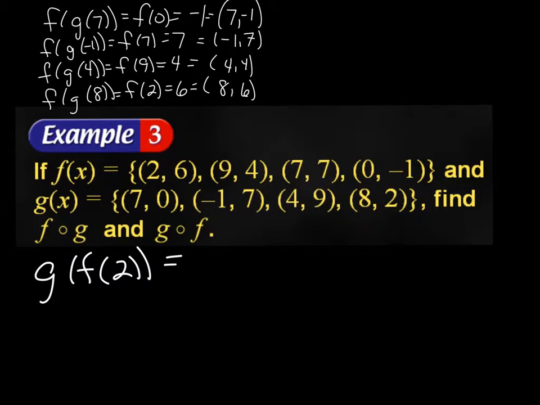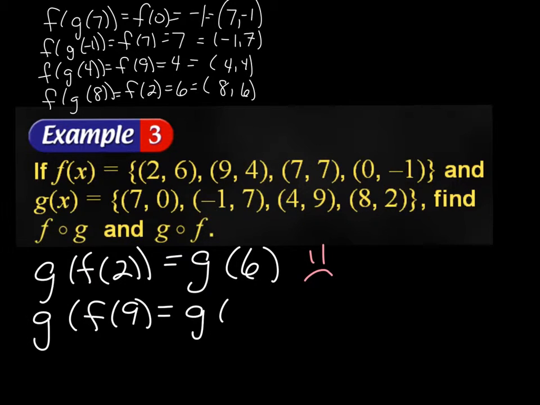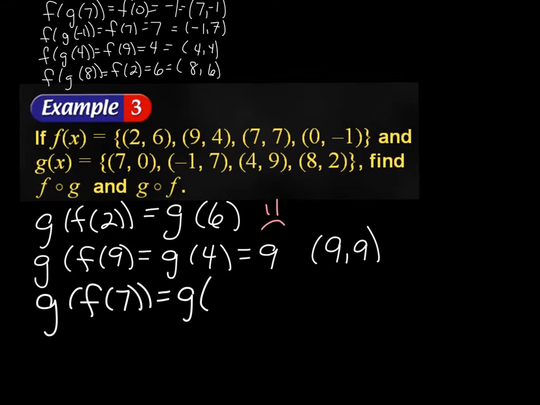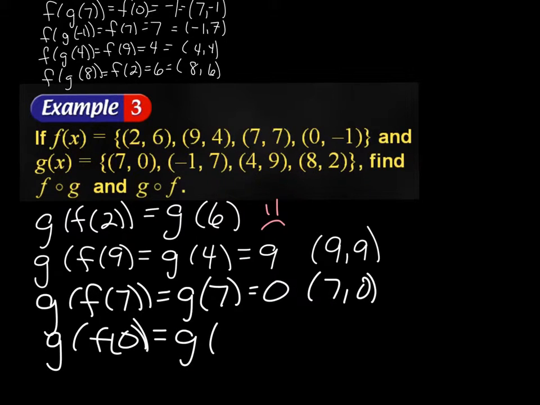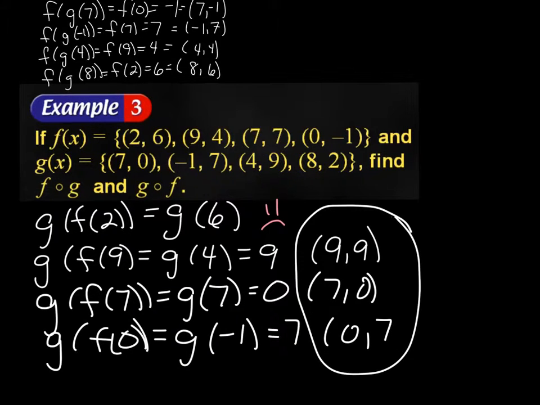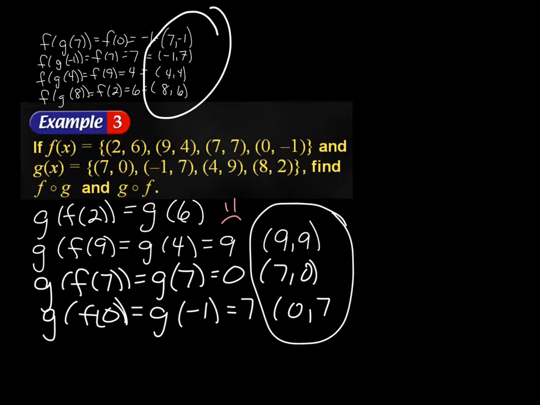Okay, now doing g of f of 2. f of 2 is 6, so then we need to do g of 6. And here we have our little oops that we said we could have. The g function does not have a 6. But moving on, f of 9 is 4, g of 4 is 9. F of 7 is 7, and g of 7 is 0. Okay, g of f of 0 is negative 1, and g of negative 1 is 7. And so we're only going to get 3 ordered pairs on the g of f, and we had 4 ordered pairs on the f of g of x.